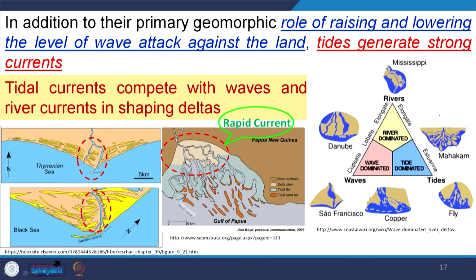So, there is a drastic variation of water level at the erosional level from this level to that level. Tidal currents compete with waves and river currents in shaping the delta. How much the tide will affect and how much the wave will affect is why deltas are shaped accordingly. Here we have two types of photographs, one a wave dominated delta and one a tide dominated delta. If you see the alignment of these depositional systems, the tide dominated delta is elongated according to the tide, but in the wave dominated delta, they are elongated according to the wave system.